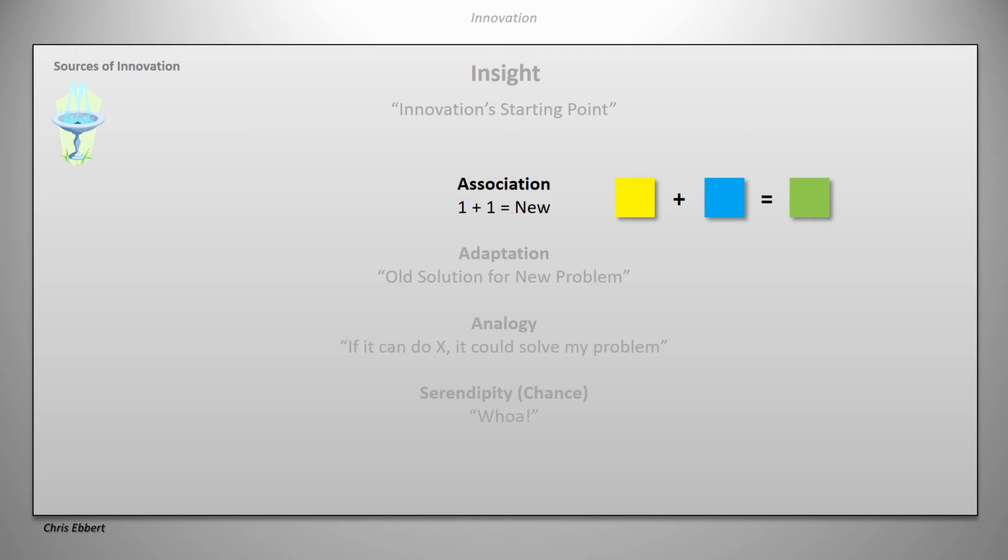We know, for example, that if you put yellow paint and blue paint together, you get green paint. So there we have a possible reliable source of innovation every time. You put two things together, and if they are compatible, or if it is possible to actually put them together to some effect, you may have a source of innovation right there.